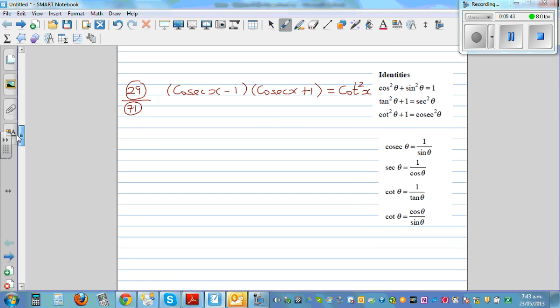Okay, the next question. Cosec x minus 1 times cosec x plus 1 is cot squared x. You can do these questions yourself. If you know it, you can pause the video now and try to do this. This is a slightly different type of question.